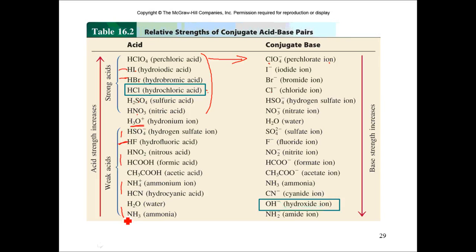Here's our list of weak acids. As we go down, you can see our organic acids, our formic and acetic, are going to be considered weak acids. Notice how acid strength increases on this side, and then with our conjugate base, our strongest base would be down here. We said our hydroxide ion was one of our strongest bases. However, in your organic world, the amide ion is also going to be a strong base.